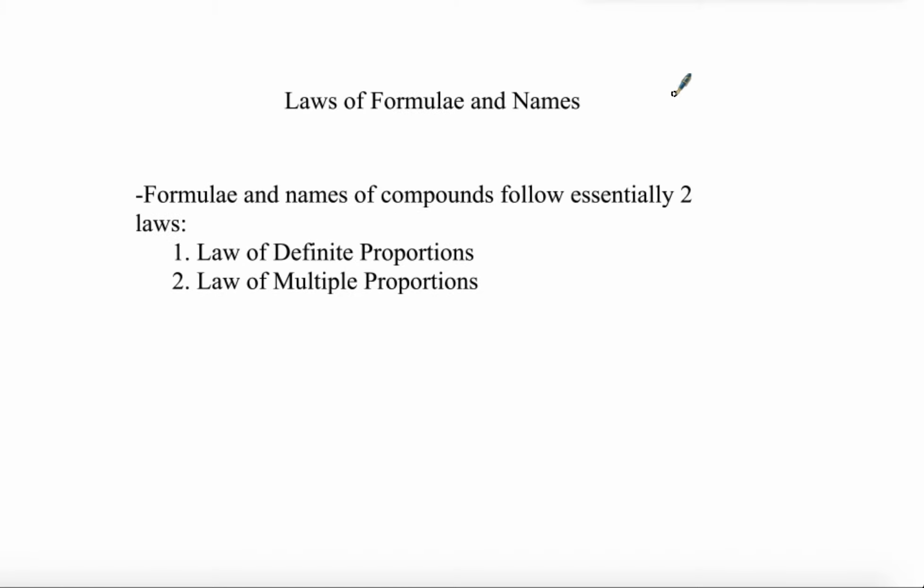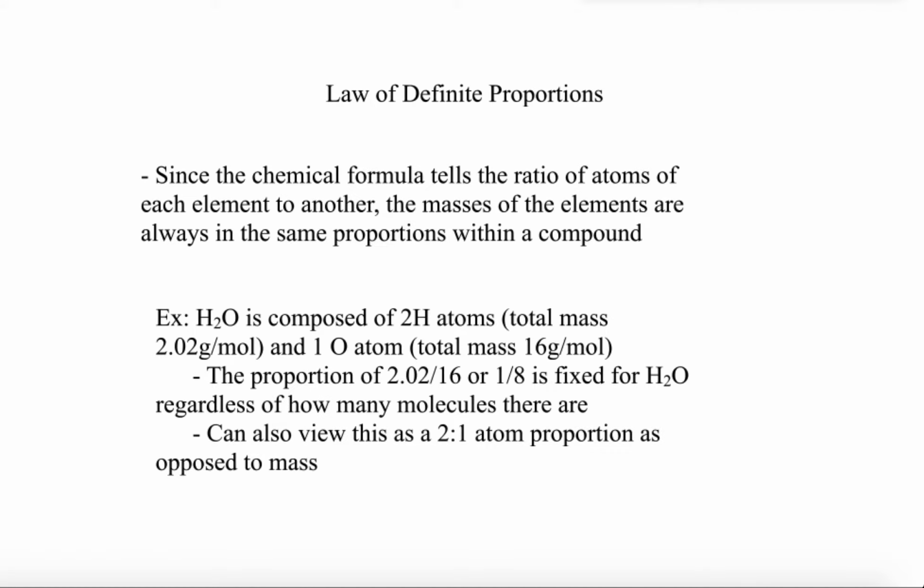So when we get into the formula and the names of molecular compounds, and compounds in general, they actually abide by two laws. These laws are called the law of definite proportions and the law of multiple proportions. These two help govern how these compounds are named and the formulas behind them. The first law, the law of definite proportions, states that a chemical formula tells you the fixed ratio of atoms and elements to one another.